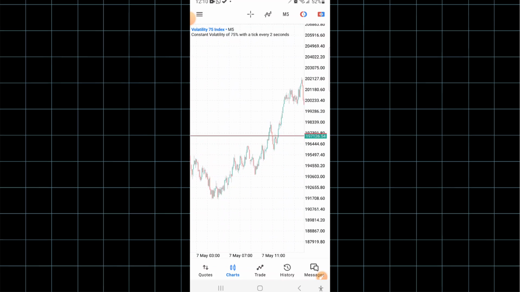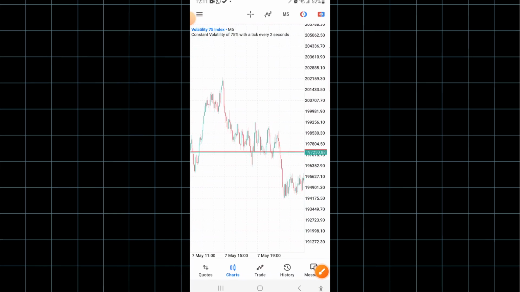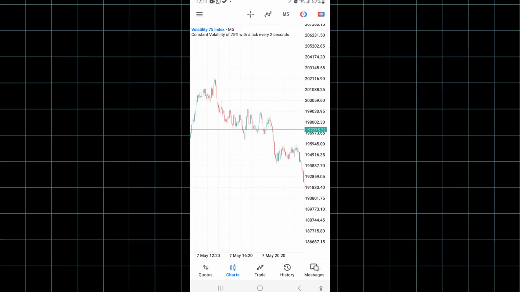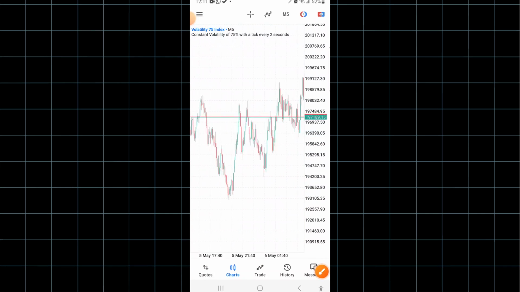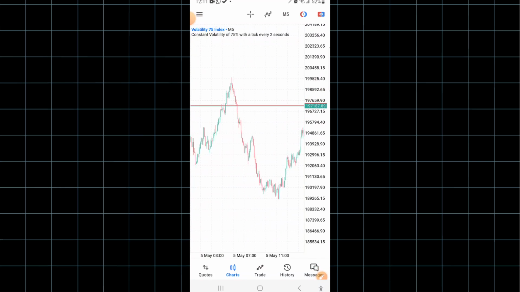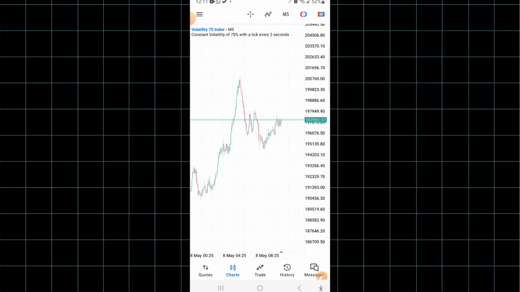If you look at all these swings, there's a lot of chances to make money using this. Anytime you get a chance to get into a bigger trend, you can make a lot of money. You can see how big these swings are. So what we are trying to do is just catch one of these swings and your account will grow very fast.